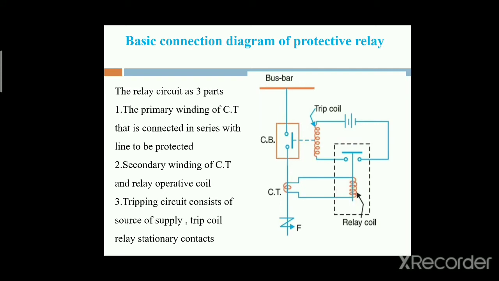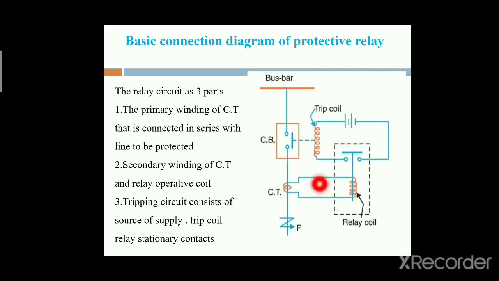The primary winding of the CT is connected in series with the line to be protected. Next is the secondary of the CT and the relay operating coil. The tripping circuit consists of a source of supply, trip coil and stationary contact.